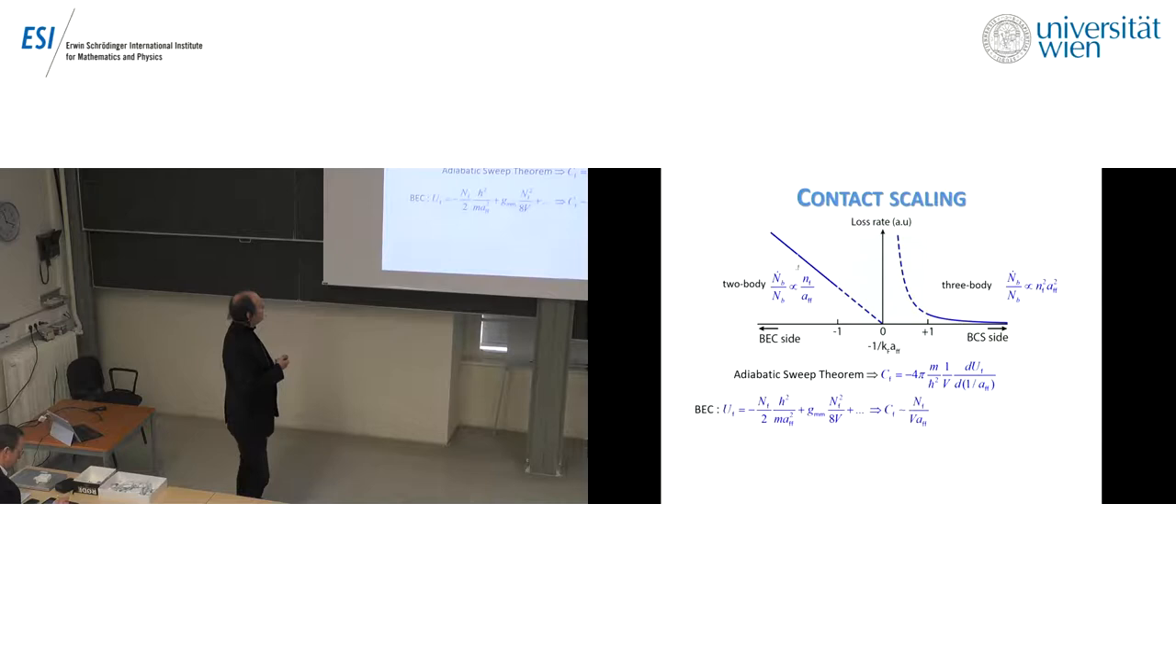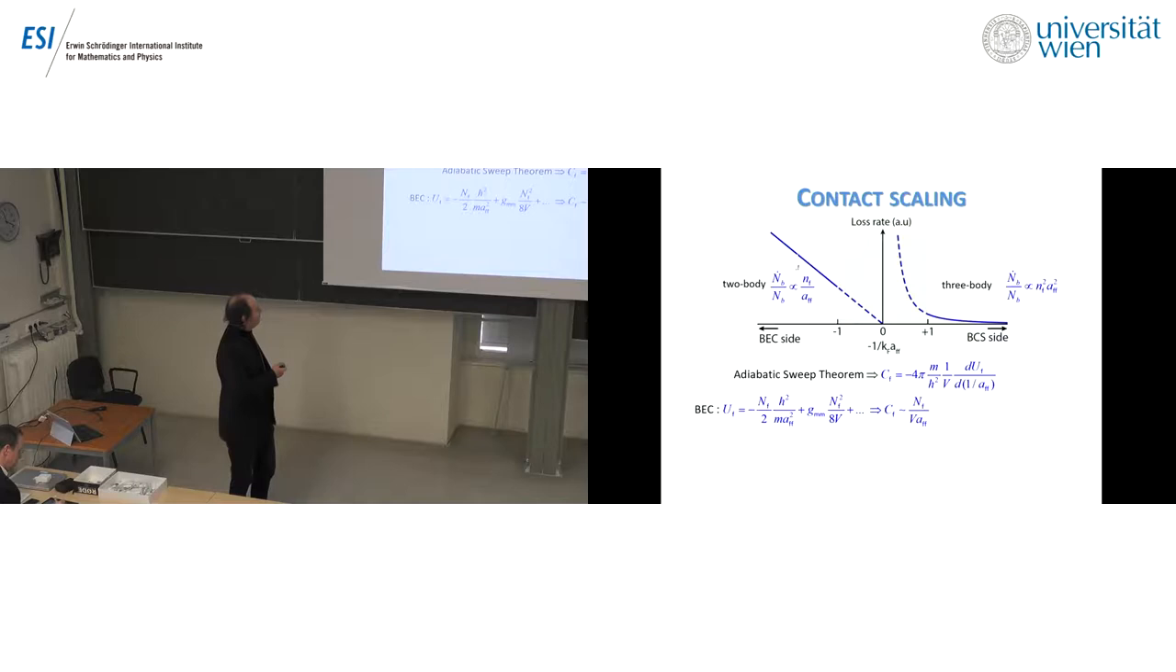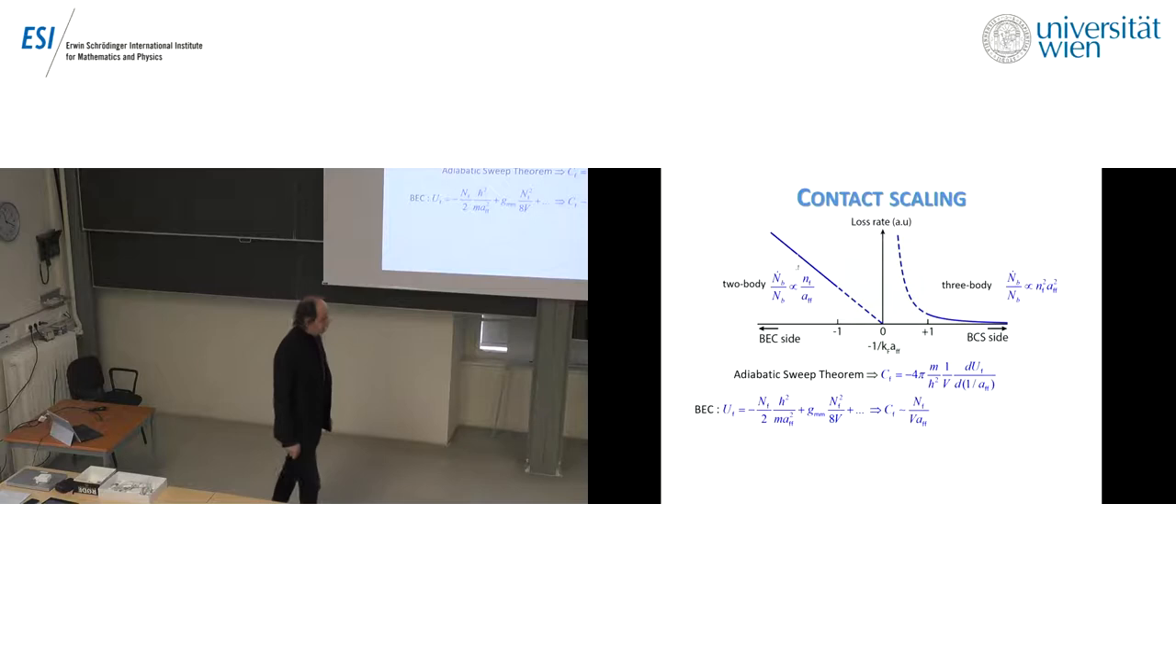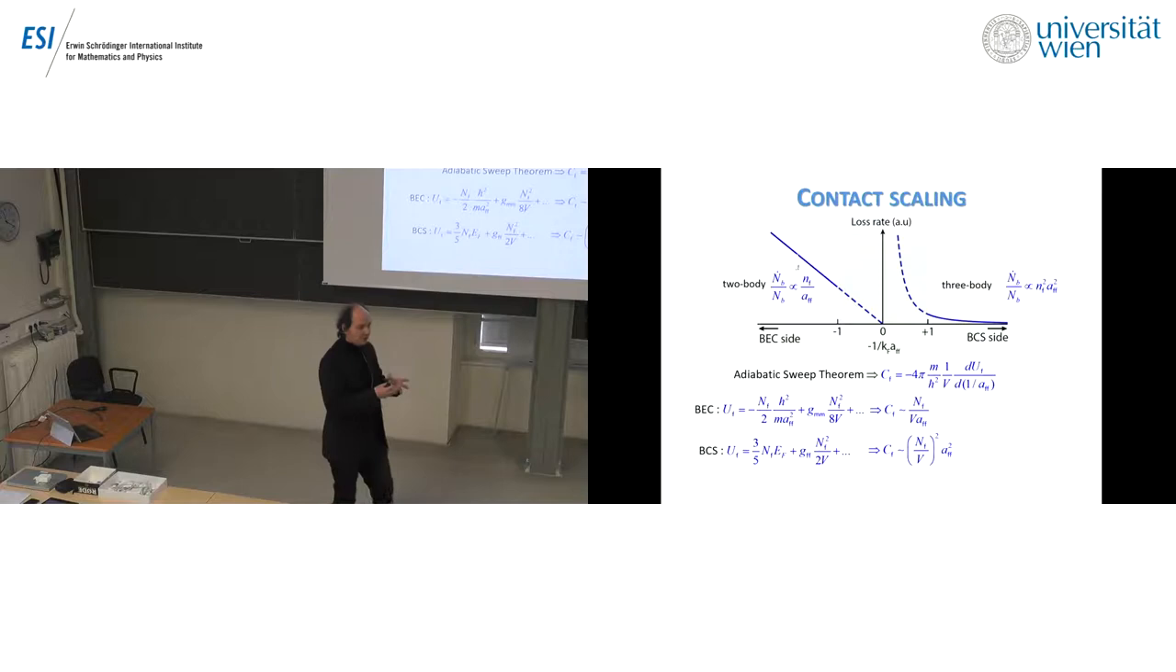For instance, if you work in the BEC limit, we have formed a Bose-Einstein condensate of molecules. To leading order, the energy of the system is dominated by the binding energy of the molecules, plus some mean-field correction. If you differentiate the energy with respect to 1 over a_FF, the leading-order term gives a contact which is proportional to the density divided by 1 over a_FF, which is what I was explaining in the previous slide. Now, in the opposite limit, BCS, you have essentially an ideal gas plus some mean-field correction. Here g_FF is a coupling constant proportional to a_FF. If you differentiate with respect to a_FF, you get something proportional to the density squared times a_FF squared. Once again, you recover the result obtained from few-body physics, from the three-body problem.